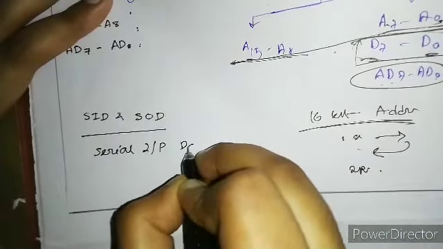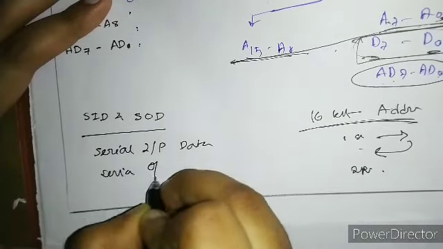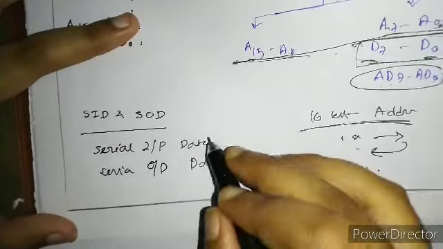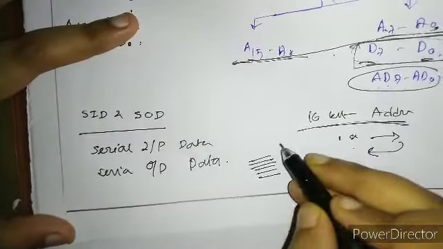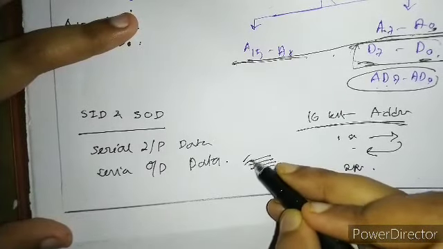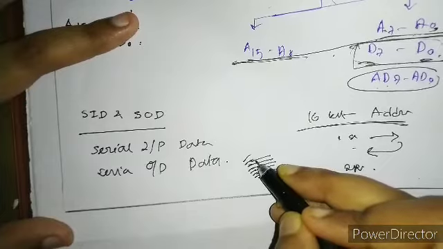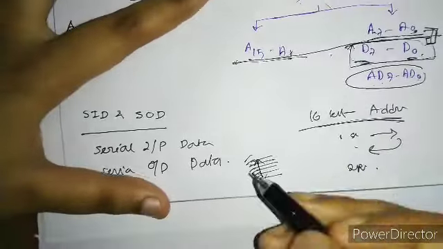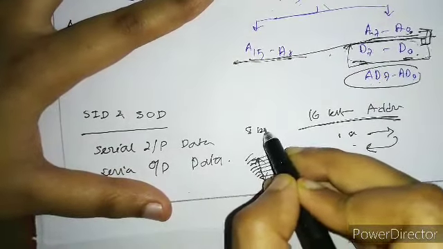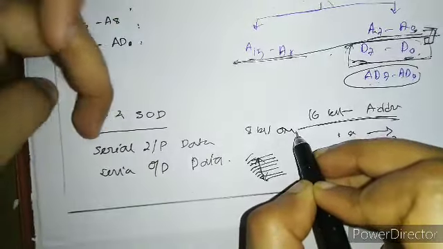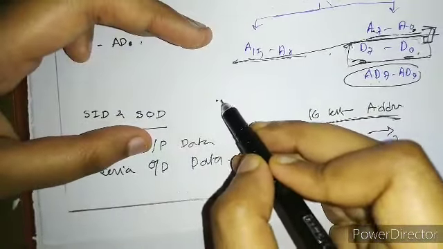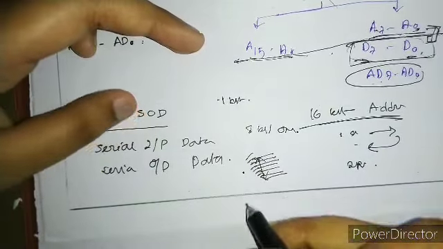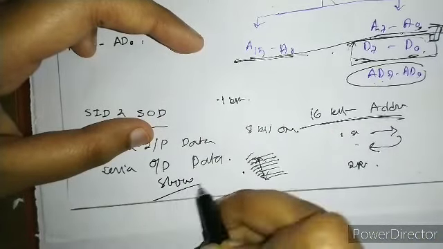Serial input data, serial output data. We use a bus: an 8-bit data bus and a 16-bit address bus. This is parallel communication, right? The more the width, the higher the data transfer. Here we can send 8 bits at one moment, but in serial communication we can only send 1 bit at a time. Parallel is higher, but it's also costly, and serial is slow, but it's quite cheaper.